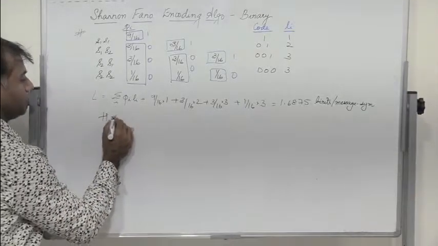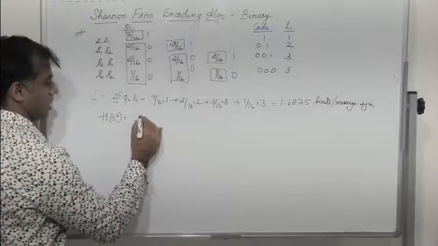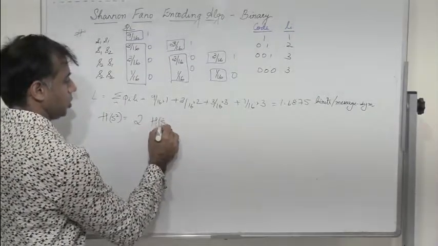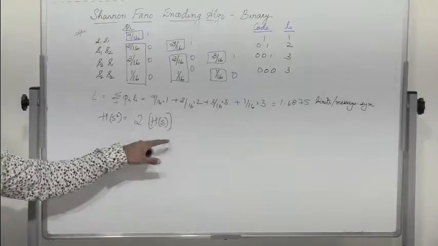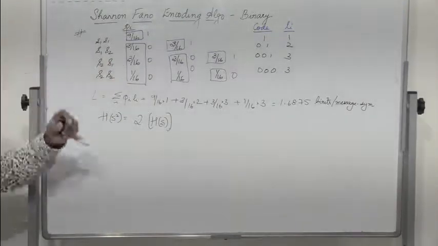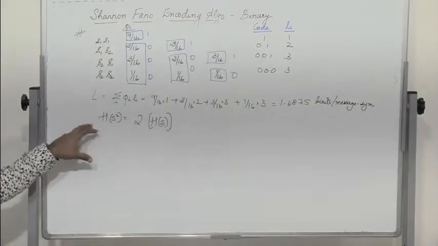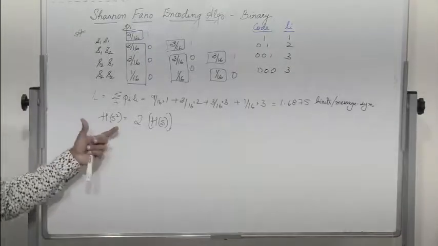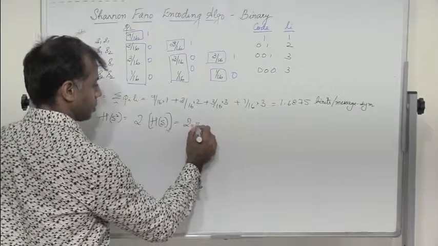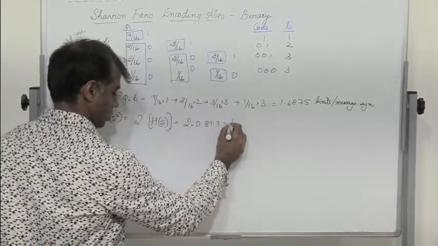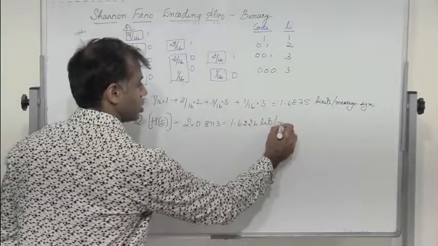Now the entropy for the second extension. We know that the entropy for the second extension is twice the entropy of the first. That is by property: H of S squared is twice H of S. Else you can find the entropy by individual calculation using the standard formula. But since H of S squared is twice H of S, it is 2 into 0.8113, which is 1.6226 bits per message symbol.